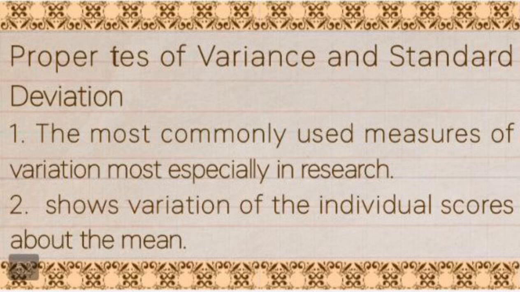Number 1 is the most commonly used measures of variation, most especially in research. Number 2 shows variation of the individual scores about the mean. So first, variance and standard deviation are the most commonly used tools in research to measure how spread out or varied a set of data is. Of course, they help us understand how much the individual scores differ from the mean. If the scores are close to the mean, the variance and standard deviation are small. If the scores are spread out, the values are larger.